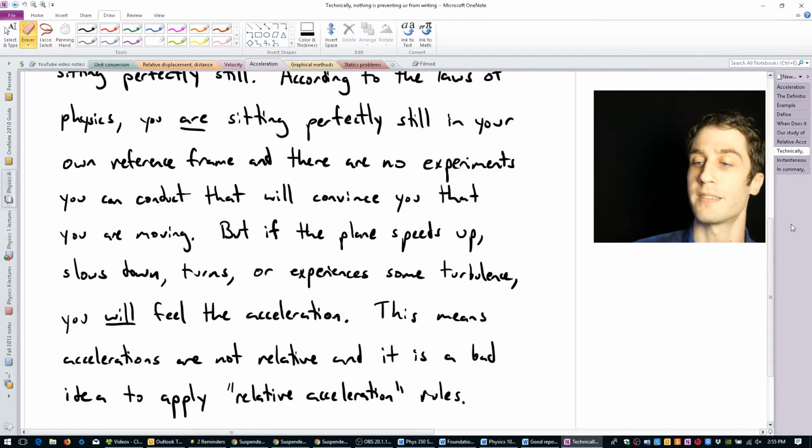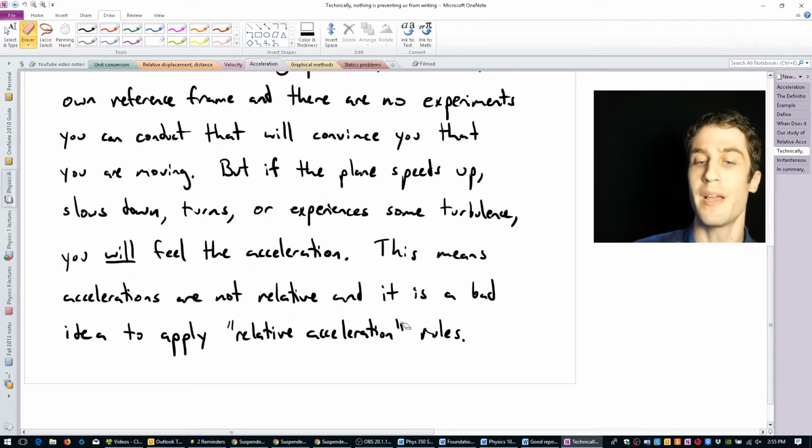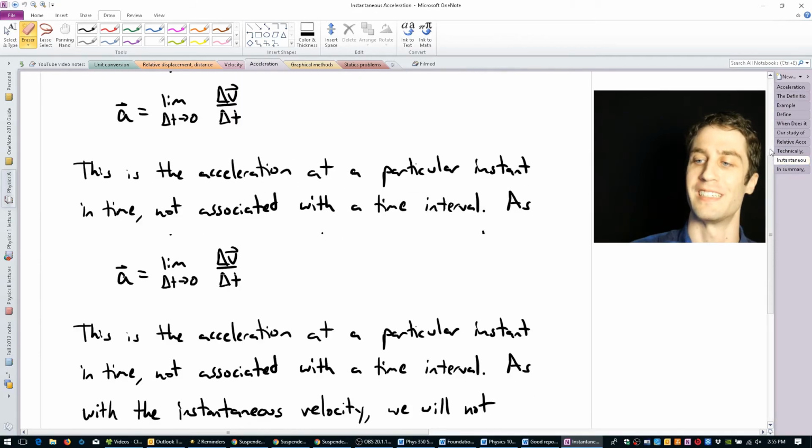This means that accelerations are not relative, and it is a bad idea to apply the relative acceleration rules. Again, mathematically valid, physically not all that useful. When you get deep into physics, or if you get deep into physics, we actually do apply relative acceleration rules, but we have to interpret those very carefully because you end up throwing out a lot of good physics if you do that haphazardly.